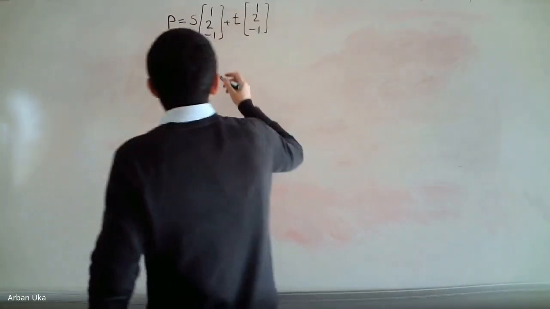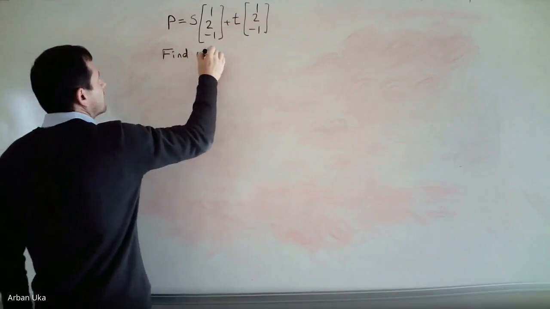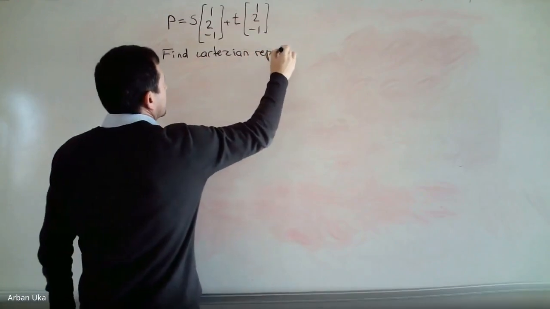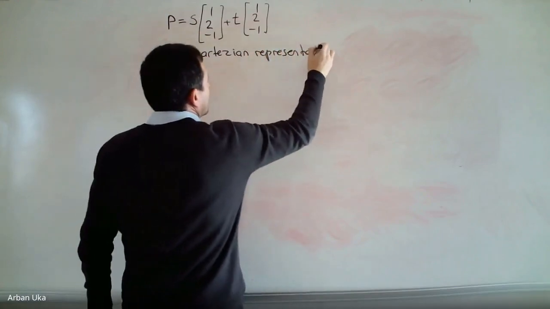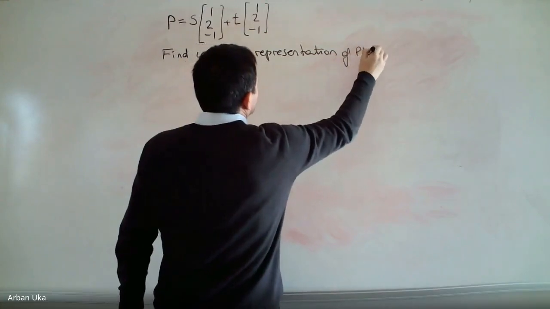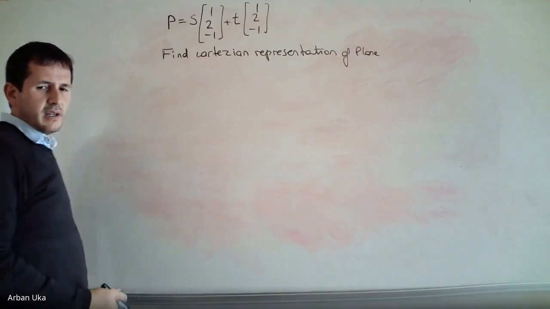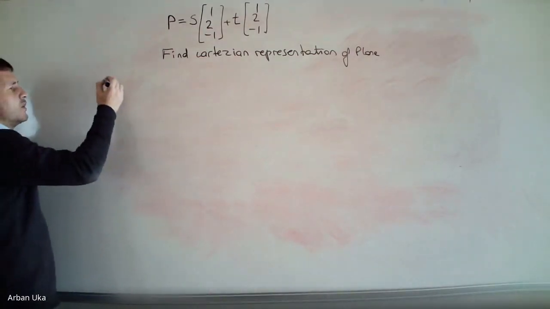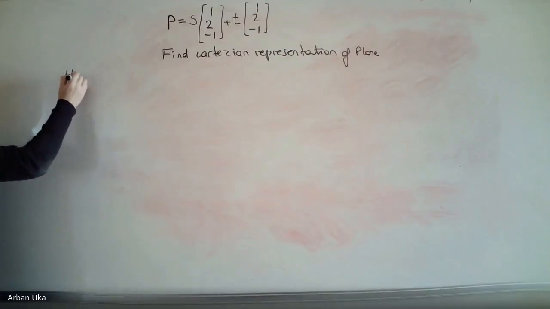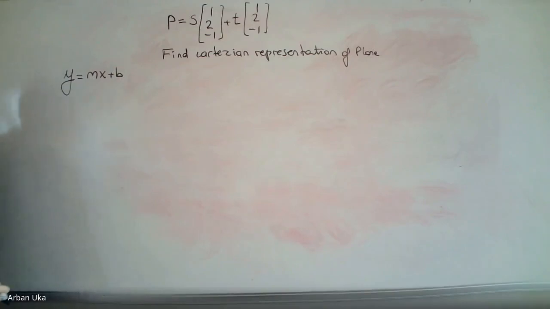So this is a plane. What is the Cartesian representation of the plane? Now, how do we express the equation of a line in Cartesian coordinates? We can express it like this: y is equal to mx plus b. This is the equation of a line.